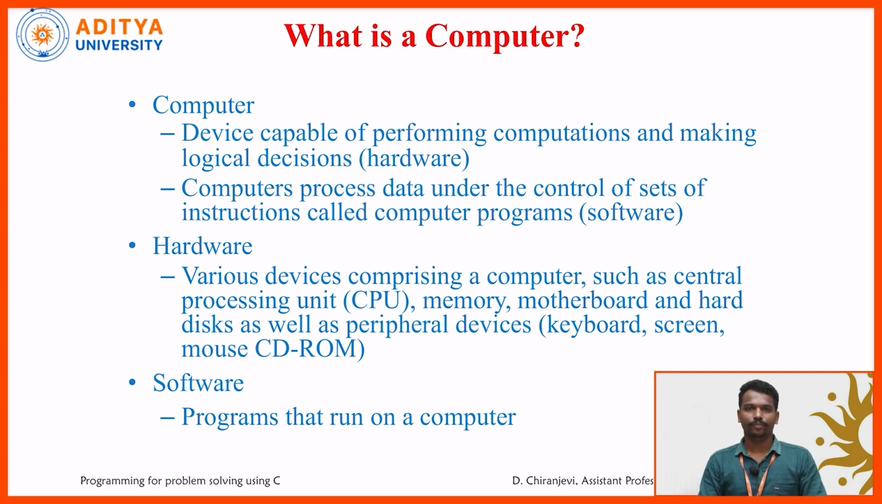What is hardware? The physical components or peripherals of a computer are known as hardware. For example, you can take CPU, mouse, keyboard, monitor, etc. What is software? Software is a program which consists of a set of various instructions.